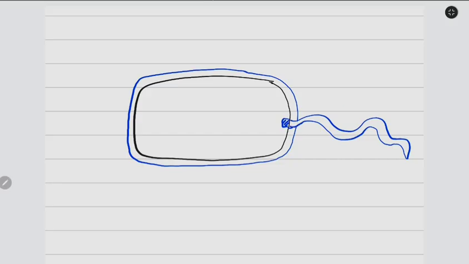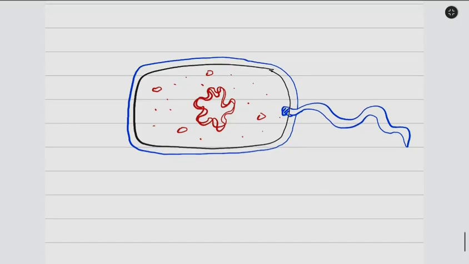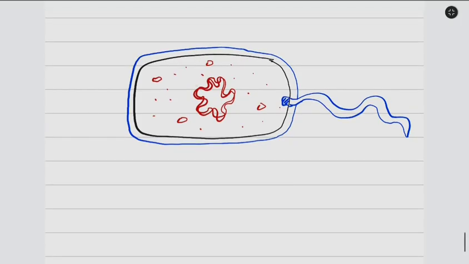Then right at the center, there would be a double-stranded large DNA molecule like that. A bunch of other DNA molecules, smaller ring shape, we call them plasmids. Ribosomes are there, smaller ribosomes. The prokaryotes have smaller ribosomes. Some granules are there which would store extra food for the bacteria to use later on. That's all. That's the structure of bacteria.